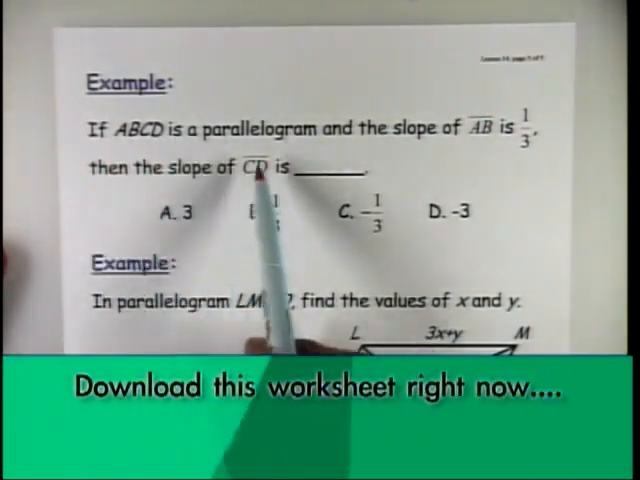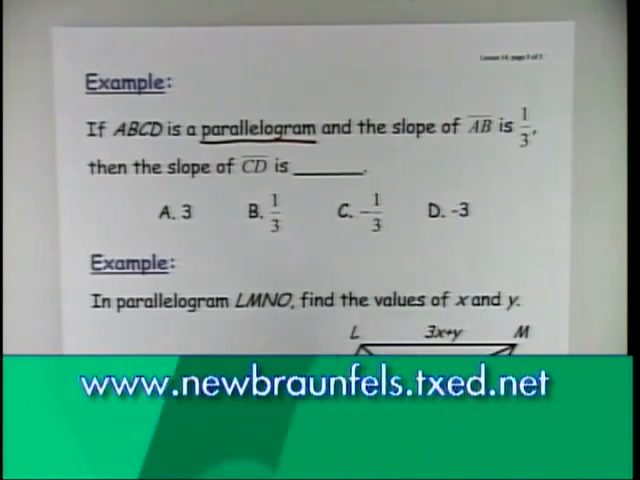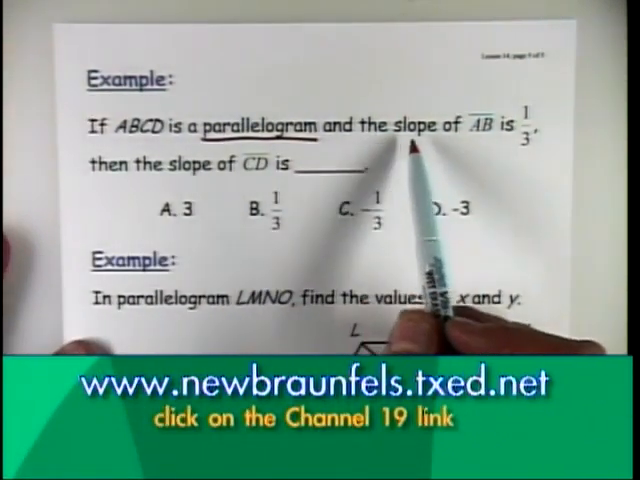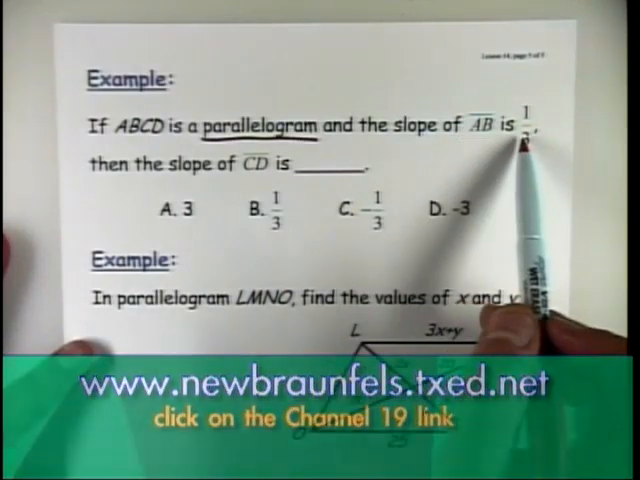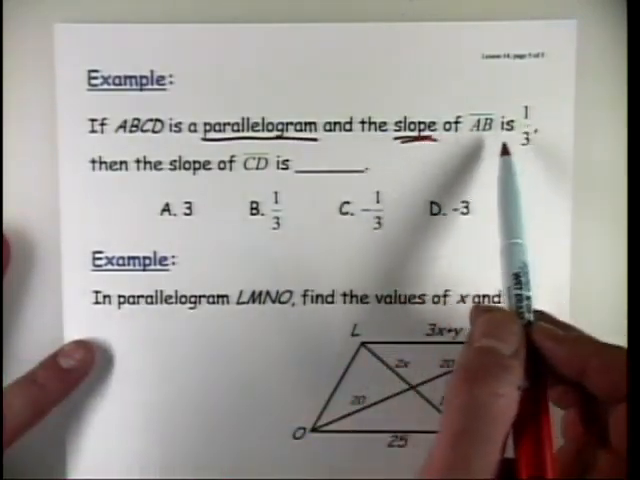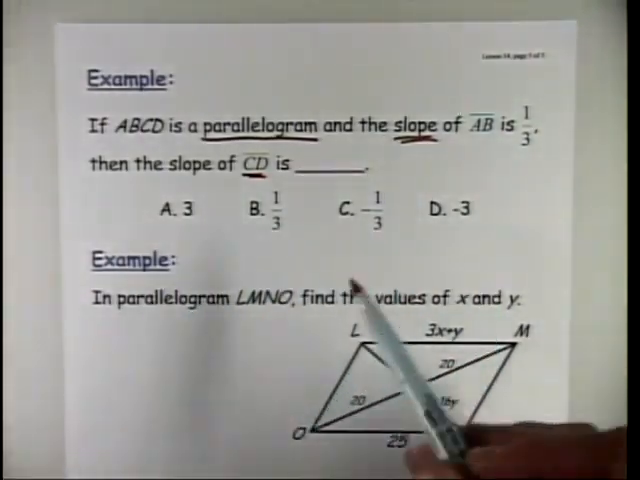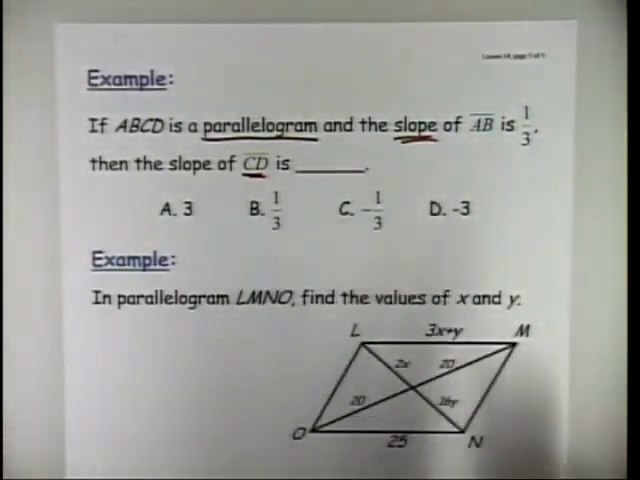If ABCD is a parallelogram, so we're back to parallelograms, all those 5 properties now are going to apply to our shape. And we know the slope of segment AB is 1/3. Then the slope of CD is... Eeny, meeny, miny, mo. Which one's right? We don't do it that way.